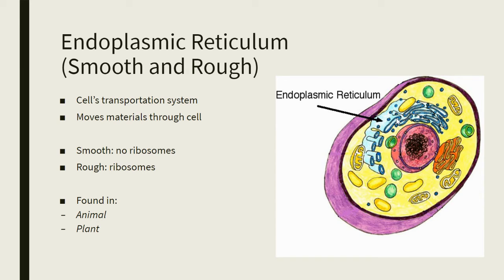So you can kind of see it's spread out throughout the cell, which helps it move materials. The smooth part here has no ribosomes, and the rough part here does have ribosomes. Now, again, endoplasmic reticulum is a membrane-bound organelle, kind of like the mitochondria was, so it's only going to be found in plant and animal cells.